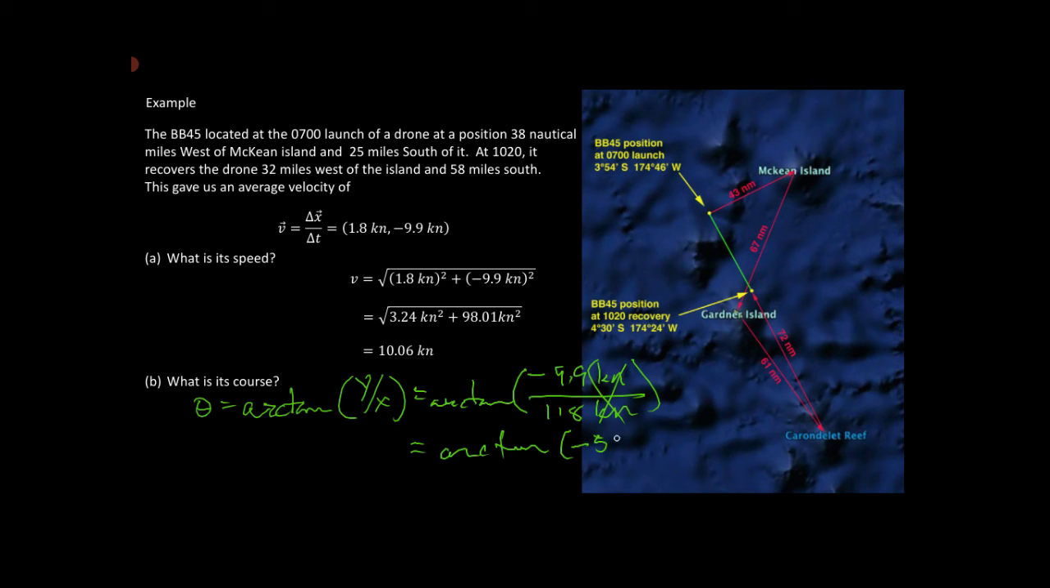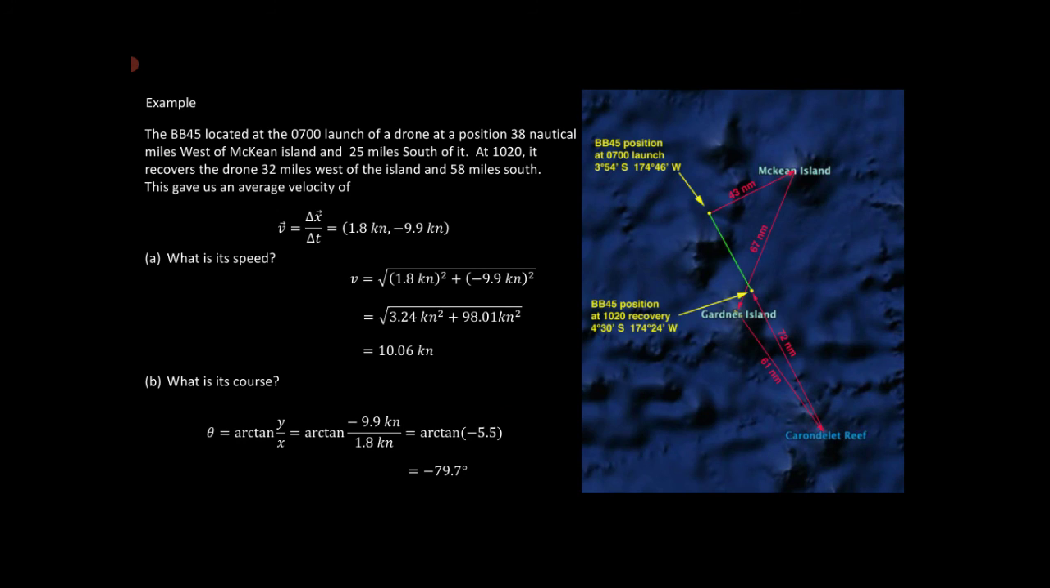So that's minus 5.5. And that is, when you put it into your calculator, minus 79.7 degrees. So almost 170 degrees if you were thinking about it from true north. So that's it. That's all you do to find the angle. Just plug it into the arctangent and you are done.